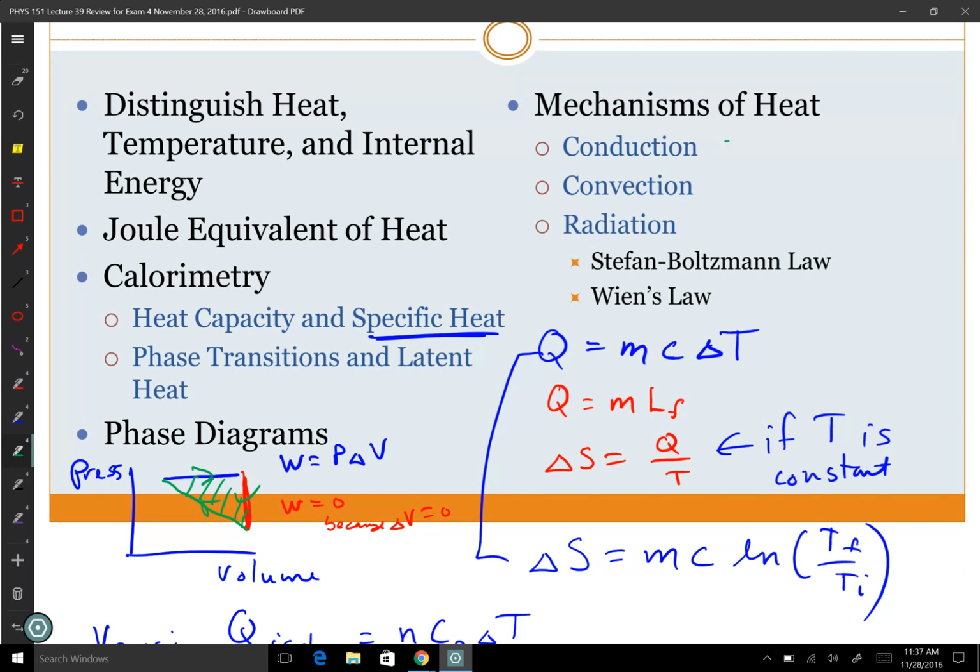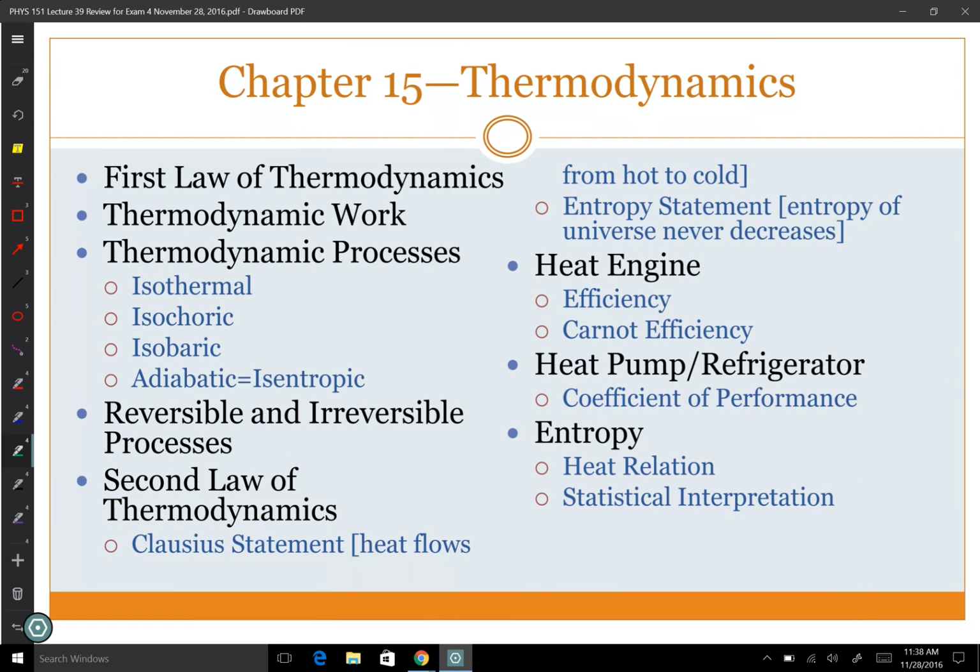Radiation is electromagnetic radiation. We have the Stefan-Boltzmann law that I used on the preceding page to solve the homework problem. Wien's law, I don't think we spoke about Wien's law, so we won't worry about it now. We'll worry about it next semester when we talk about light.